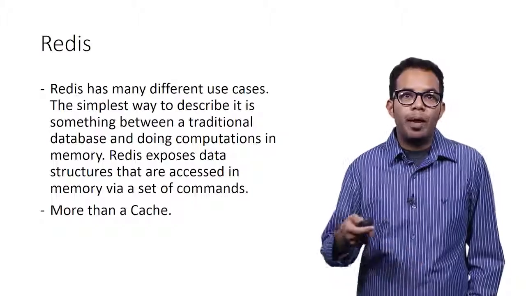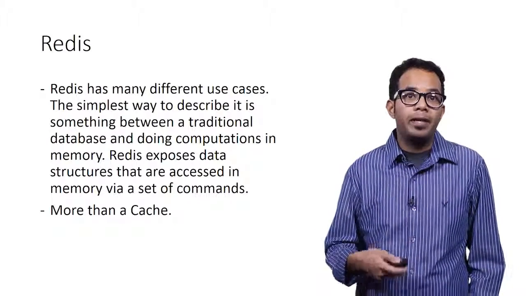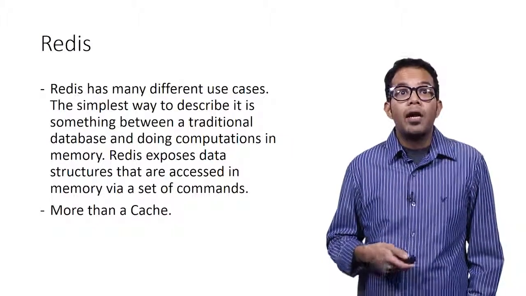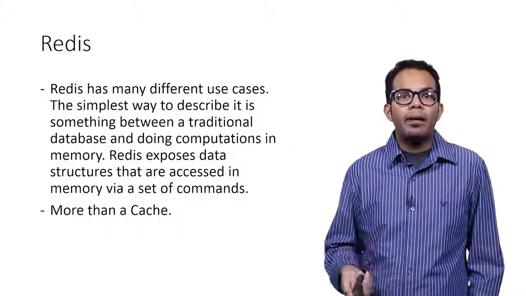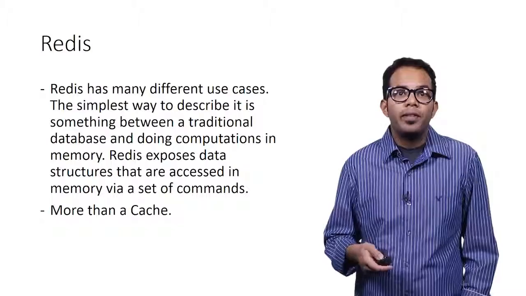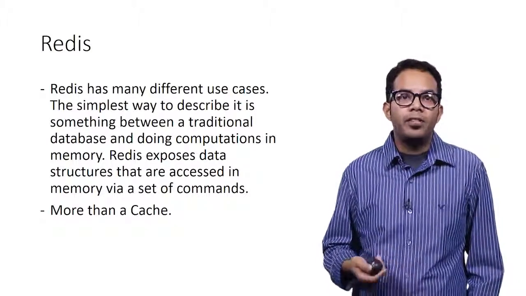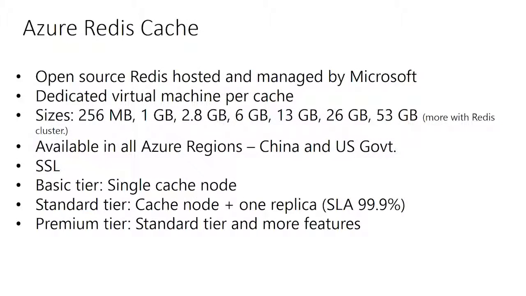So for a PubSub application, or if you're building SignalR-based real-time applications and you want to scale out, Redis is one of the recommended backplanes that you can use, simply because Redis offers very high throughput, low latency access to data. What we are offering in Azure is pretty much the open source Redis.